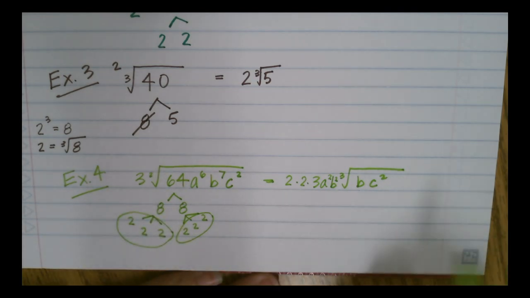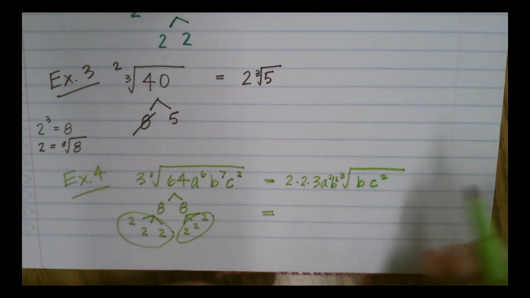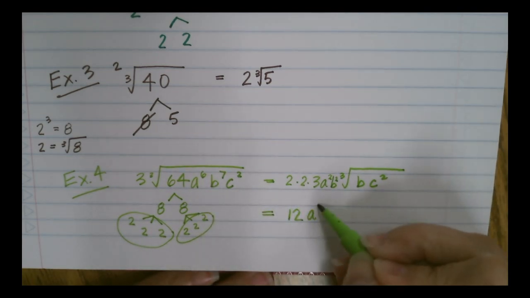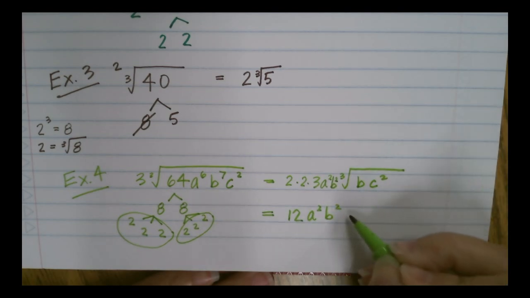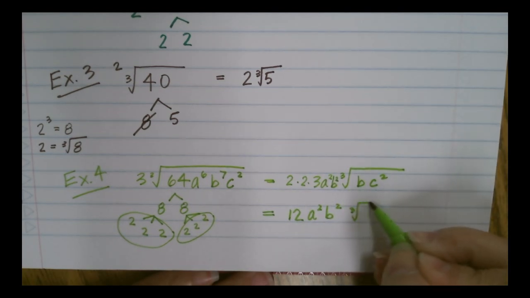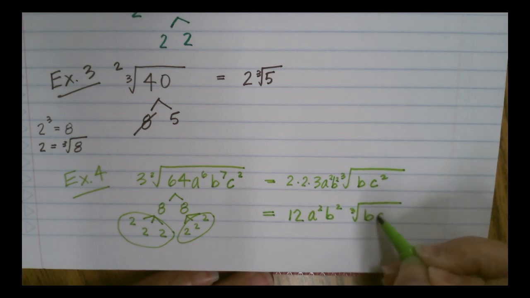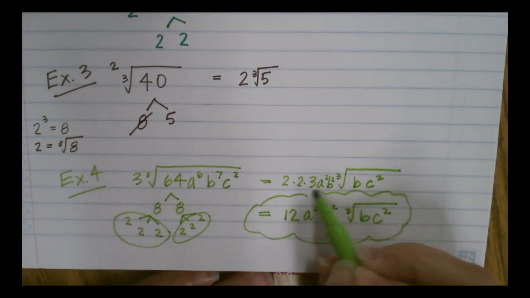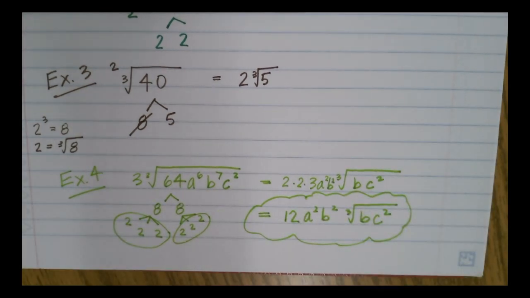Anything that's left gets multiplied together. So my final answer for this would be 12 a squared b squared times the cube root of b c squared. And that is going to be my final answer. Again, it's very similar to simplifying square roots, except when we simplify cube roots, we're looking for groups of 3 in order to come outside of the radical sign.